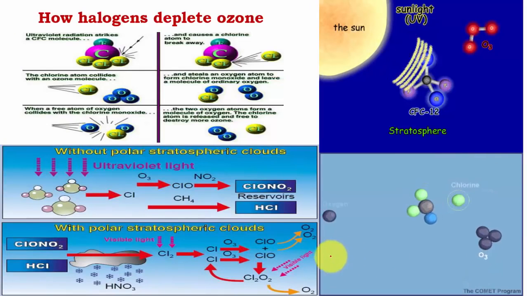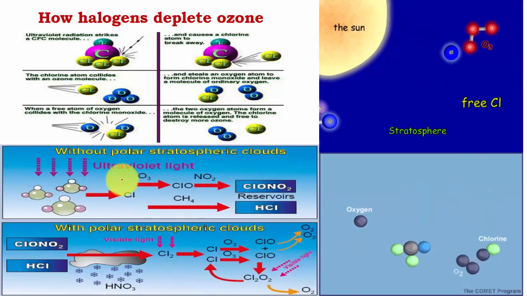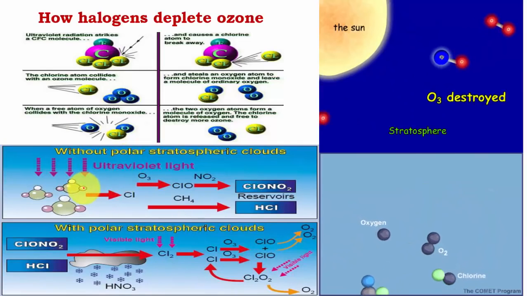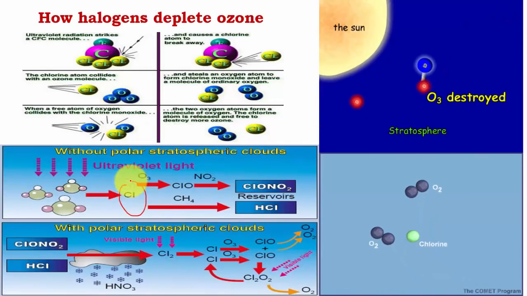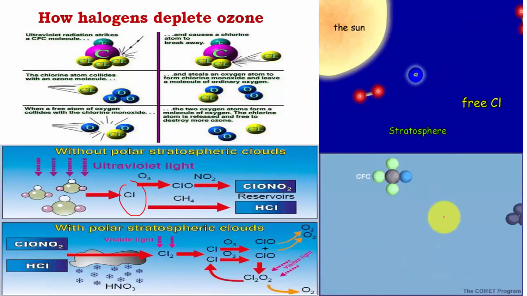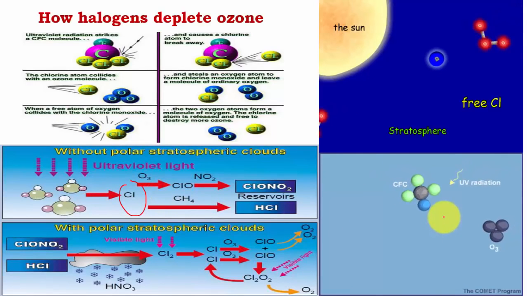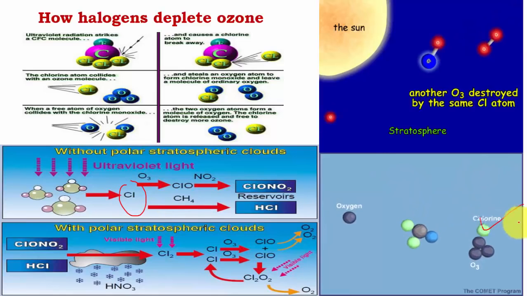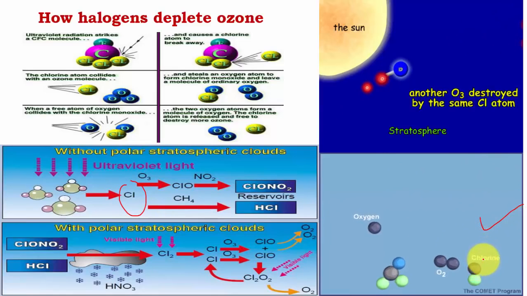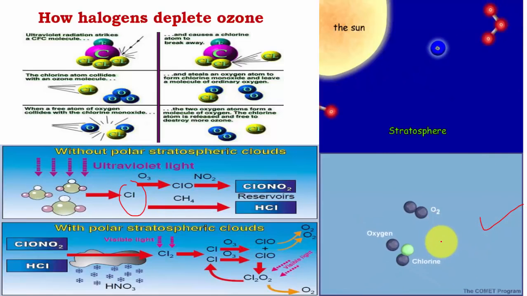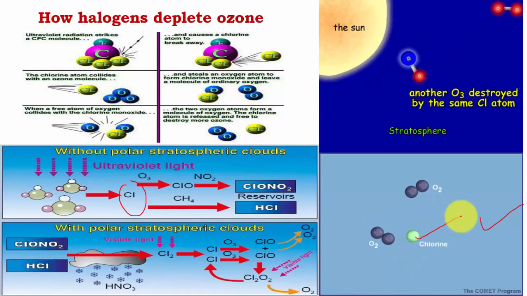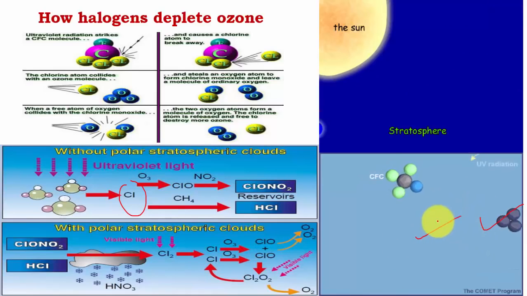So let us see here. This is the first reaction, where under the influence of ultraviolet radiation we have chlorine atoms, and here we can see what happens. Under the influence of ultraviolet radiation, a chlorine atom reacts with O3 and takes away an oxygen, and then it becomes free, and again it starts repeating the same process.